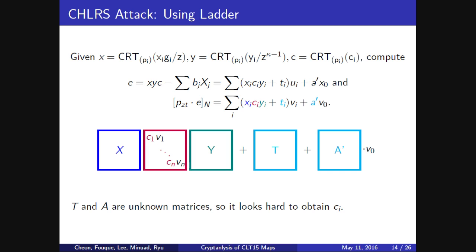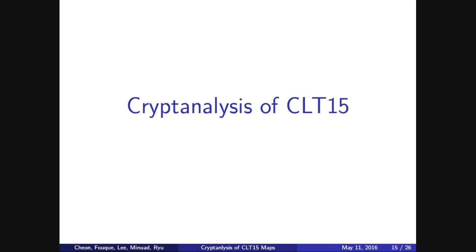By varying X and Y, we can obtain the matrix equation as follows. But there are another two unknown matrices. So it looks hard to obtain secret information as before. Now I give a brief description of how to resolve this problem.